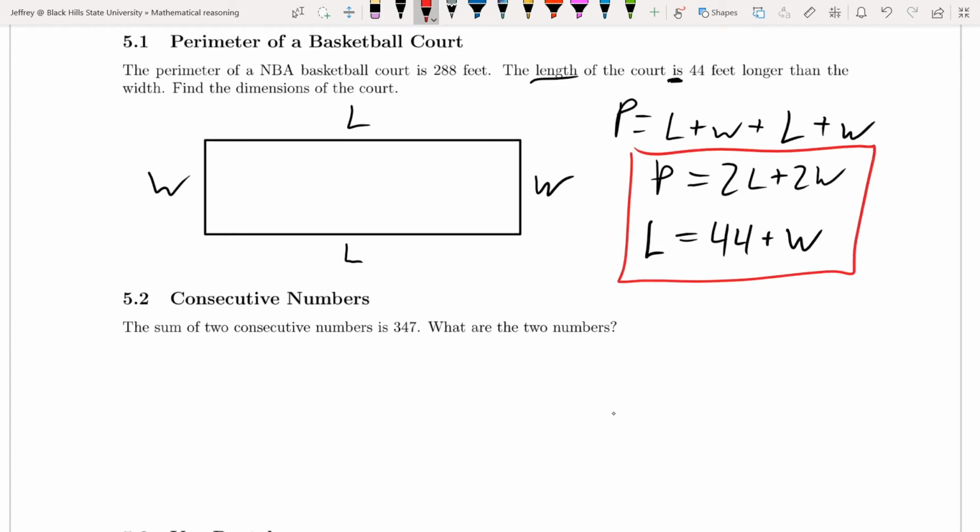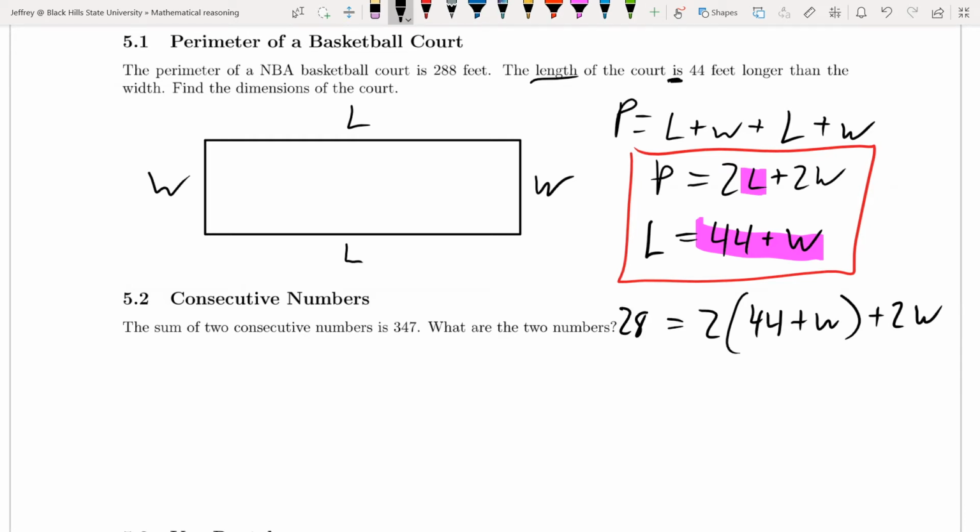So what we have so far is our two equations. And from this, we should be able to get our answer. Well, I noticed that we can actually substitute this 44 plus w in for this length here. And so what I'm doing is I'm basically going to rewrite this perimeter equation. So instead of using L, I'm going to replace L with 44 plus w. And from here, I'm going to simplify this and see if I can solve for the width. Now, one more thing I didn't do is we also know what the perimeter is. The perimeter is 288 feet.